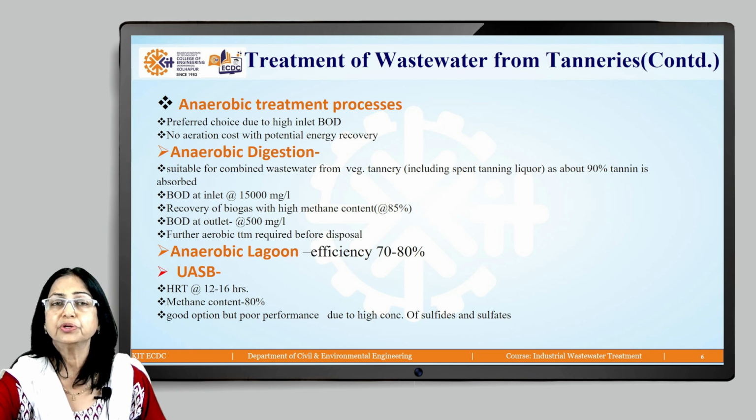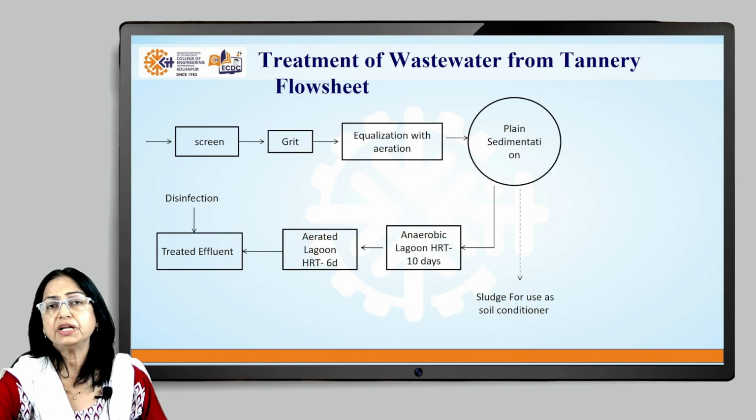So it's a very good option, but UASB has a certain drawback, that its performance is poor because of high concentration of sulfide and sulfate in wastewater. Now, whenever we use an anaerobic process, it must be followed by aerobic treatment. So, either in case of anaerobic digestion or UASB, the treatment is further followed by ASP or aerated lagoon.